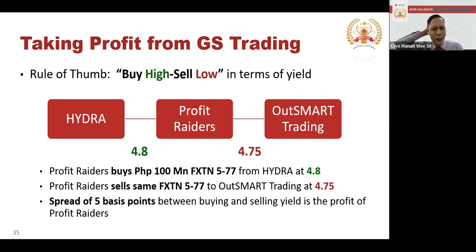Now, I'm sure you're scratching your heads. Why buy high, sell low? It's simply because we're talking about yield. And remember, yield has an inverse relationship with price. So a higher yield means a lower price. So when you're buying high in terms of yield, you're actually buying low in terms of the price of the bond. And if you're selling low in terms of yield, you're actually selling high in terms of price. Okay? So buy high, sell low in terms of yield.